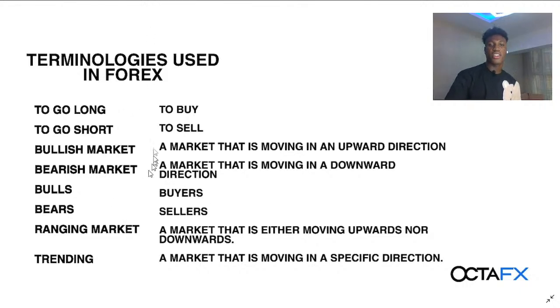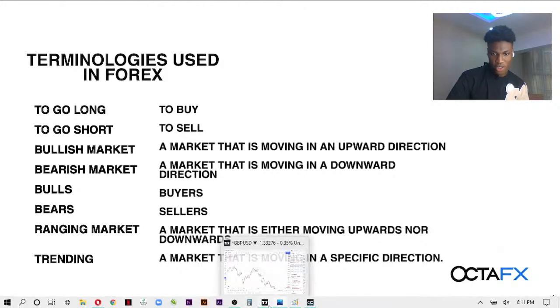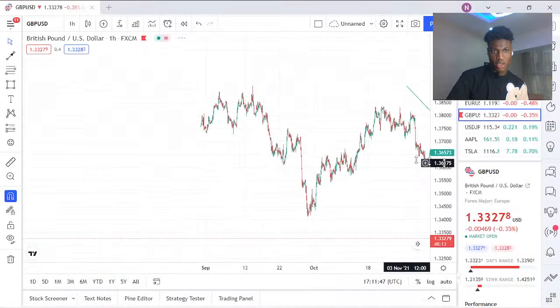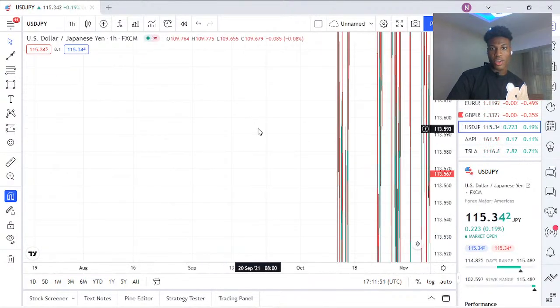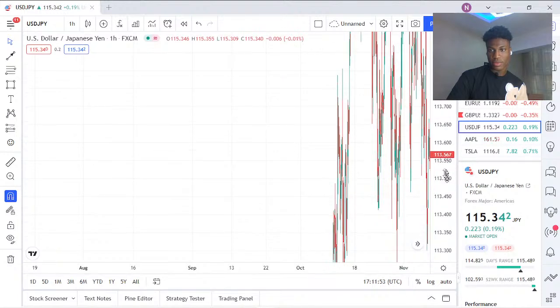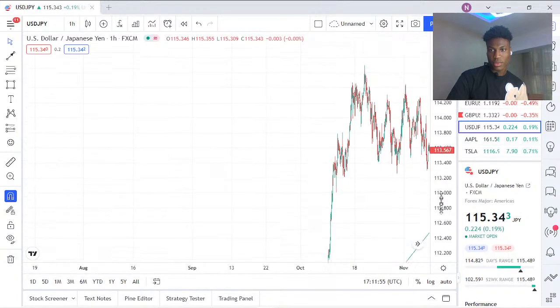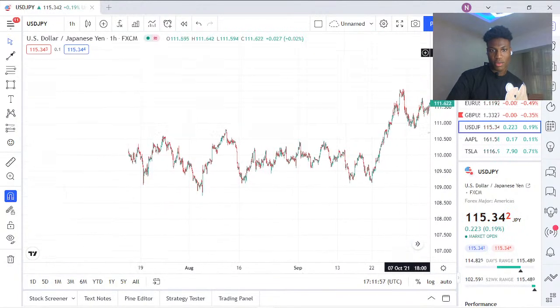Now, a ranging market is a market that is either moving upwards or downwards. Now the market doesn't have any specific direction. Let me see if I can get an example for you guys. A ranging market. Okay.